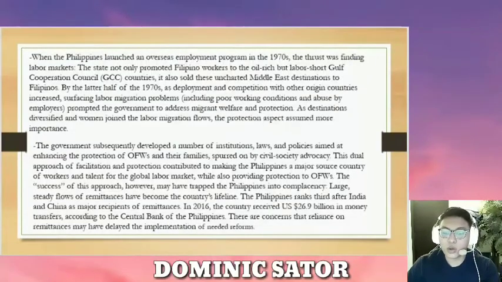So, as we all know, especially we seafarers, we are one of the biggest that send money here in the Philippines.